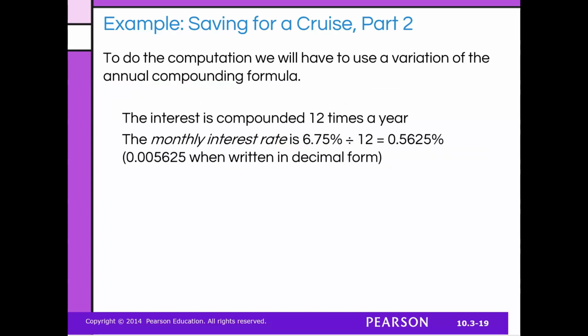So let's take a peek at that. To do the computation, we'll use a variation of the annual compounding formula. The interest is compounded 12 times a year. So the monthly interest rate is this percentage divided by 12. Now remember, we can't use the percent itself. We have to take that percent and turn it into a decimal by moving it 1, 2. So that's how we get that decimal form.